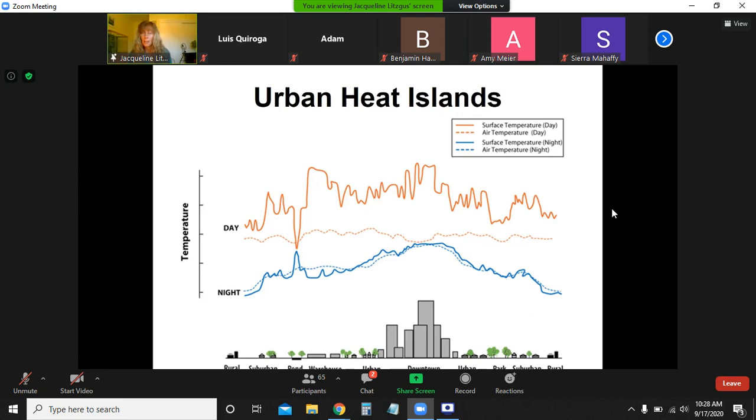And then if you have a clear, calm night, the temperature difference can be even greater than those couple of degrees. It could be up to like 12 degrees Celsius. So you have a smaller difference between the dotted lines is what that means, right?